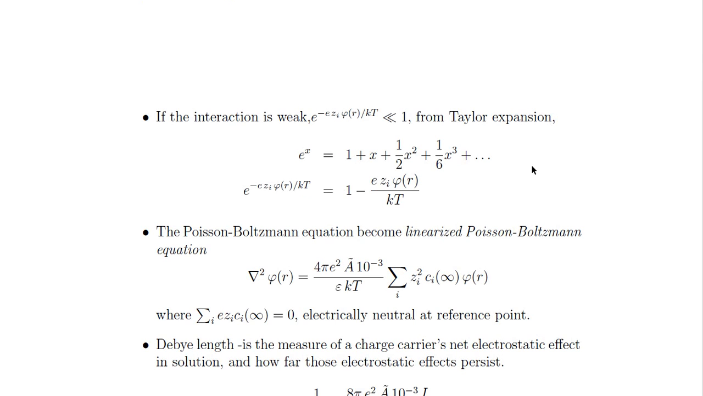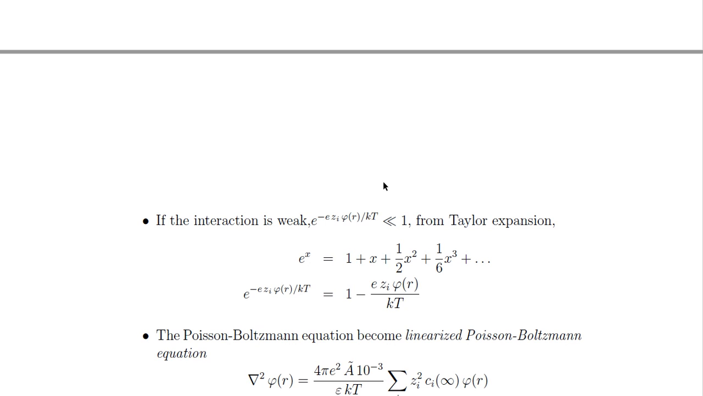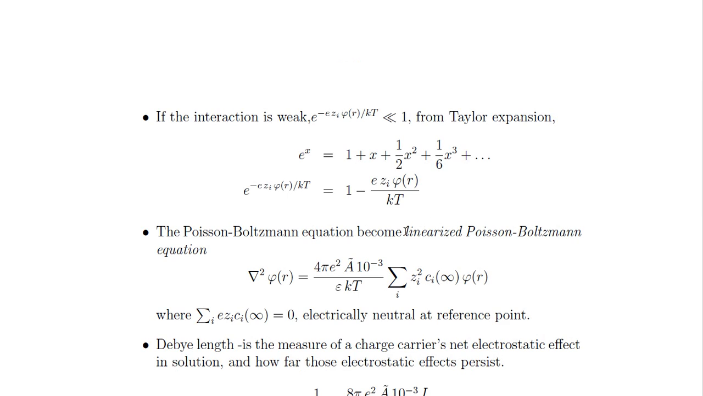Okay, if this interaction is weak, then this exponential is less than 1. So from our Taylor expansion, e to the x equals 1 plus x plus 1 over 2 x squared plus 1 over 6 x cubed, this one can be written as 1 minus e Zi psi over kT. If we put this back into this equation, we are going to get the linearized Poisson-Boltzmann equation. So we have this equation.